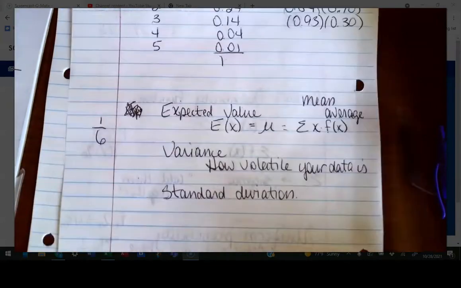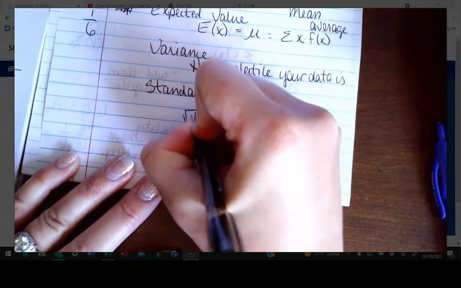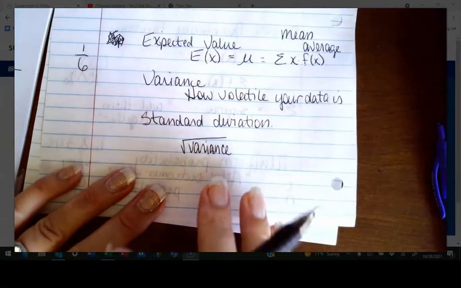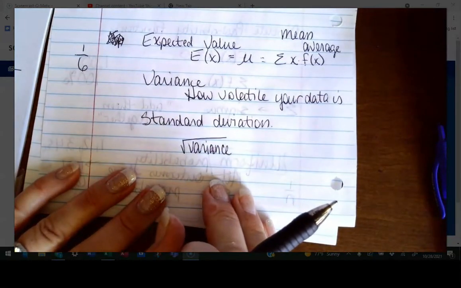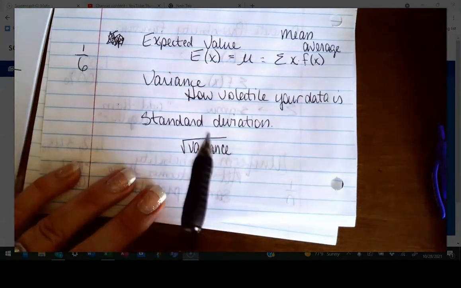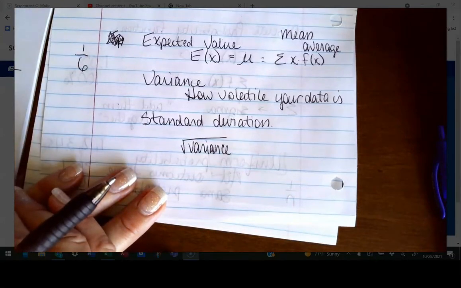So what we do is we take the square root of the variance, and that smacks our data back into something measurable. The standard deviation has the same label as what our initial variable was.